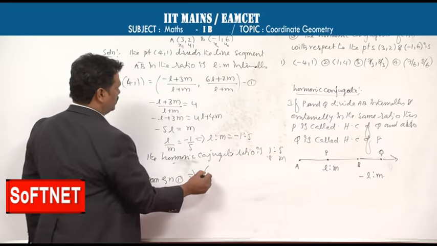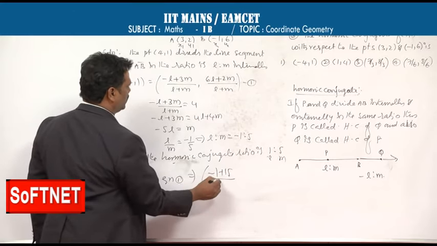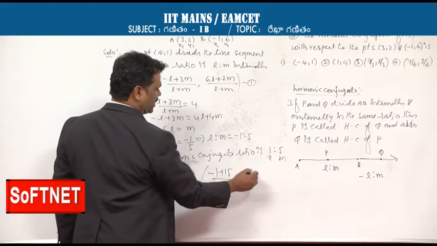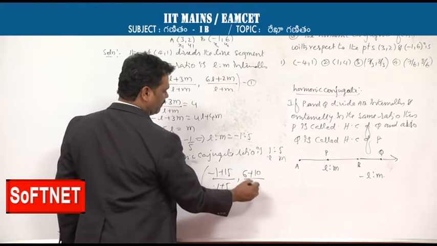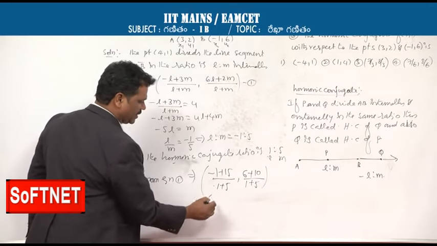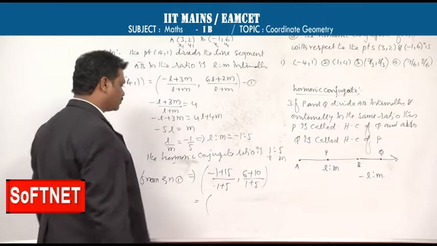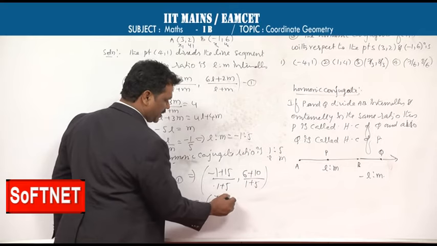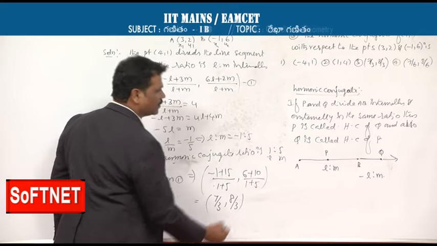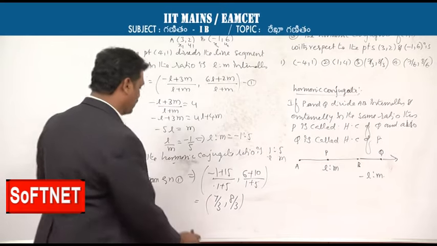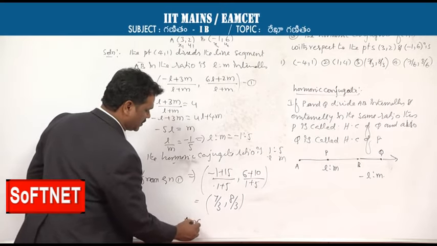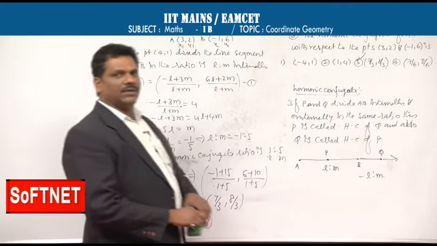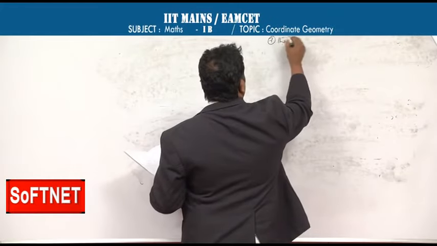So (-1 + 15)/(1 + 5) and (6 + 10)/(1 + 5). So we get 14 by 6, which is 7 by 3, and 16 by 6, which is 8 by 3. So the point is (7/3, 8/3). So the answer is option 3. Okay, next problem.